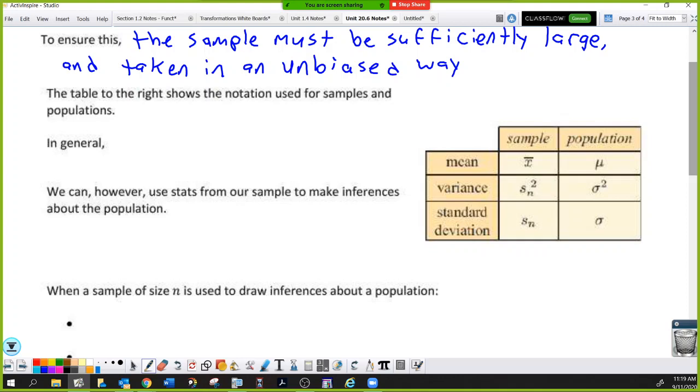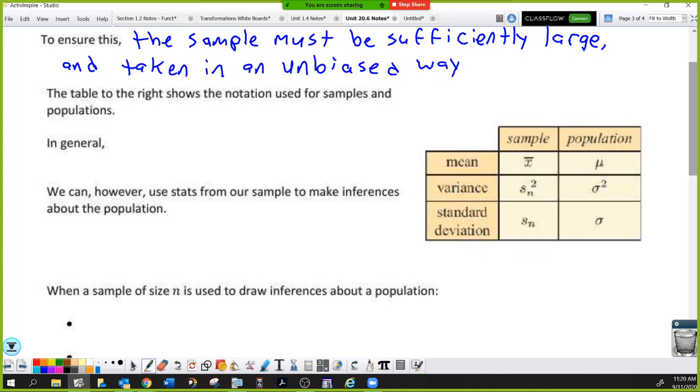Now for variance, which you saw us doing yesterday, was Sn squared. That was for a sample. Population would be sigma squared, and of course, standard deviation is just the square root of variance. So standard deviation of a sample is Sn, and standard deviation of a population is sigma.